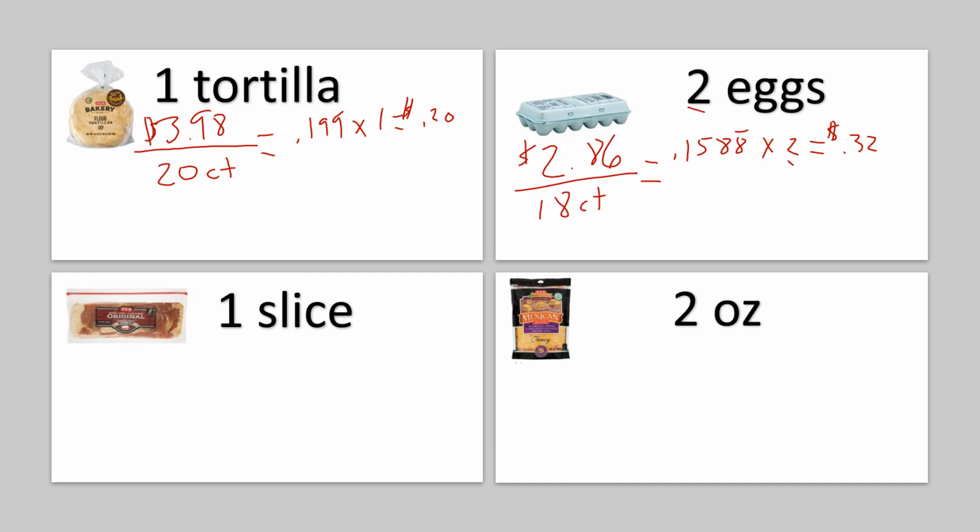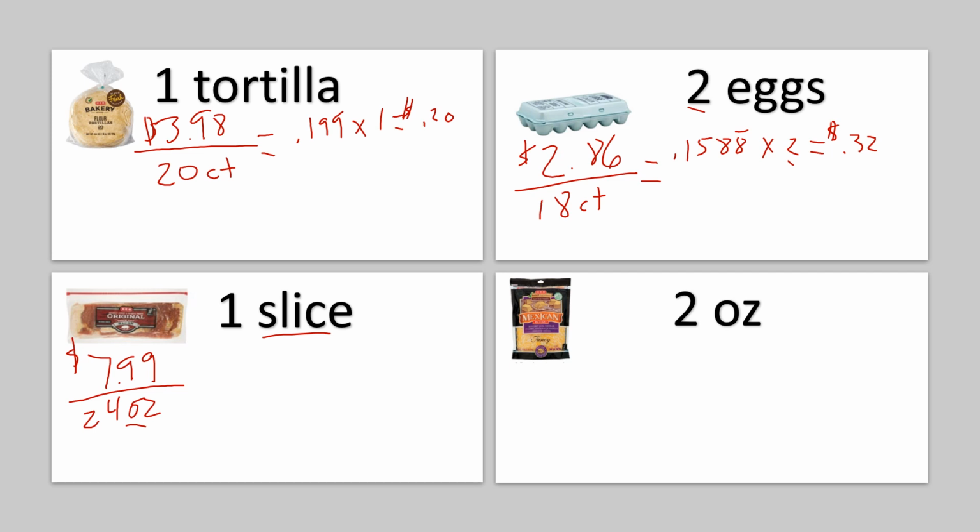1 slice of bacon. Now, in our bacon, we had $7.99 per 24 ounces. Okay, so do our units match? We have ounces and we have slice. Our units do not match. Okay, so we have to convert in some way. Well, in this particular case, I was able to identify that there's actually 20 slices in that 24-ounce package.